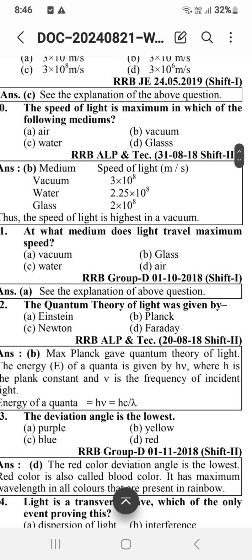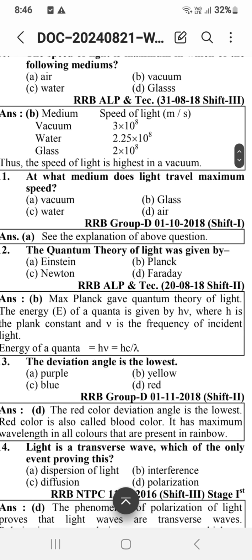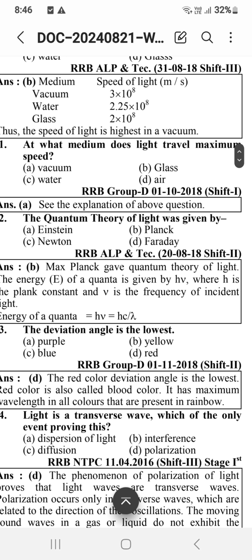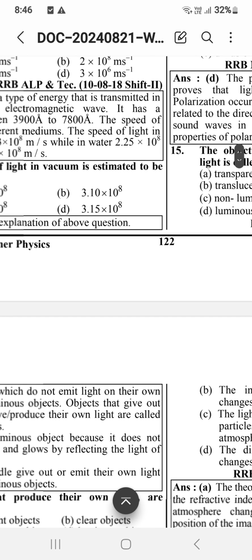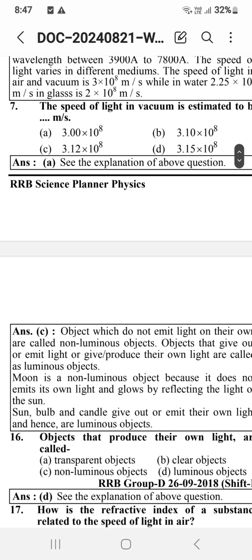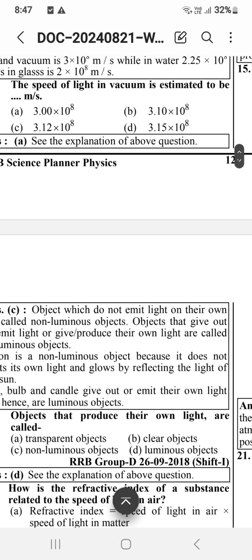The deviation angle is the lowest for which color? Red. Light is a transverse wave. Which phenomenon proves this? Polarization. The objects that themselves do not produce light are called non-luminous objects. Objects that produce their own light are called luminous objects.